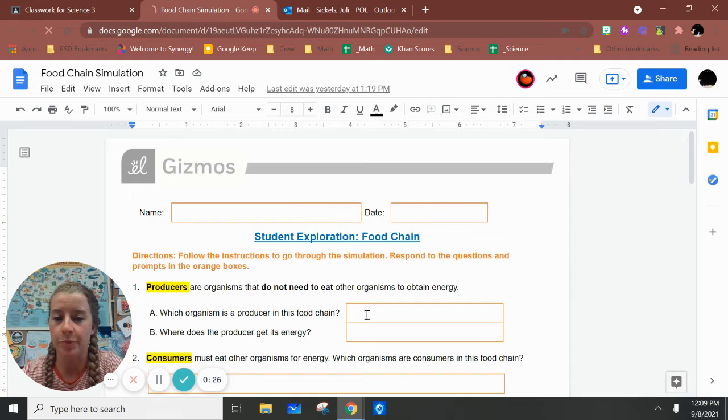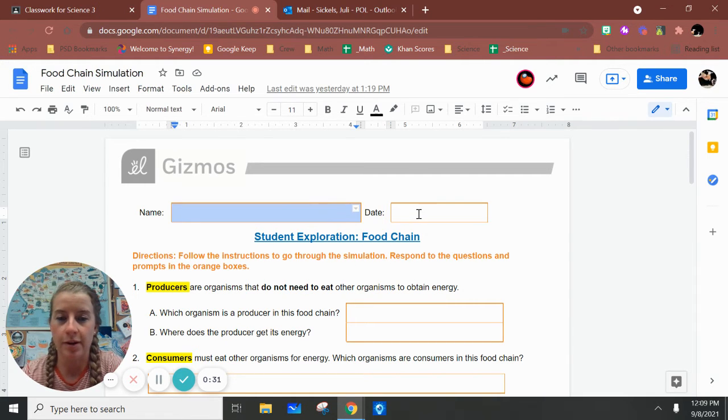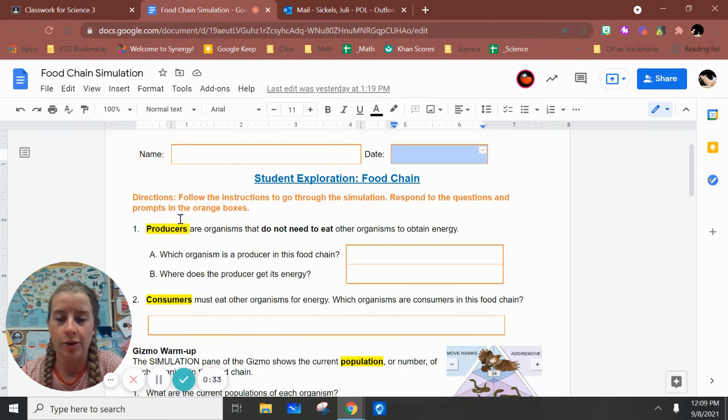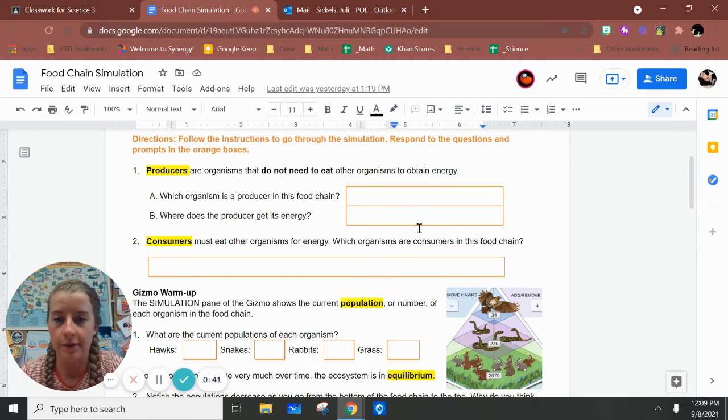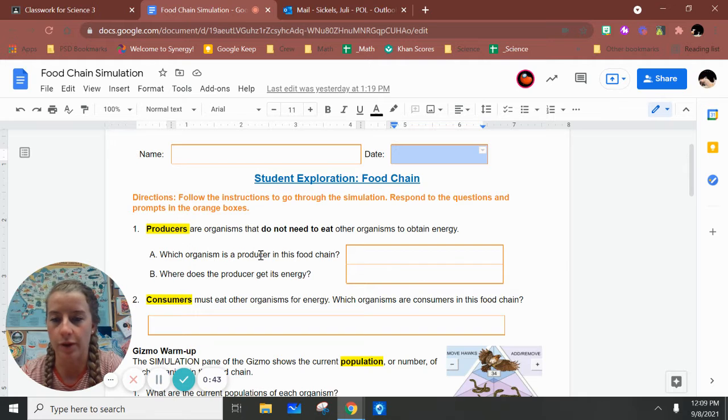Anything that has an orange box is something that you need to complete. So you could put your name there, the date there, and then you're going to read the questions and do the best that you can to answer them. It says producers are organisms that do not need to eat other organisms to obtain energy in the food chain that's in the gizmo. Which of them is the producer, and where does that producer get its energy?